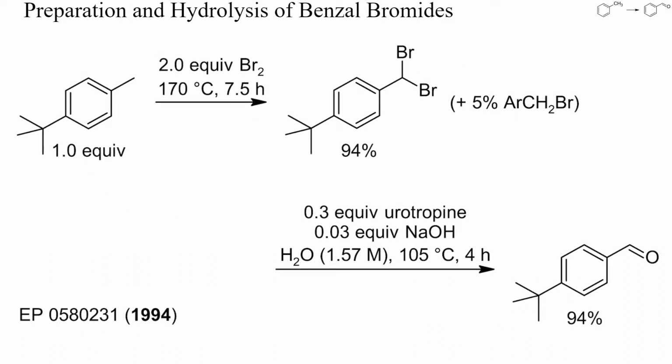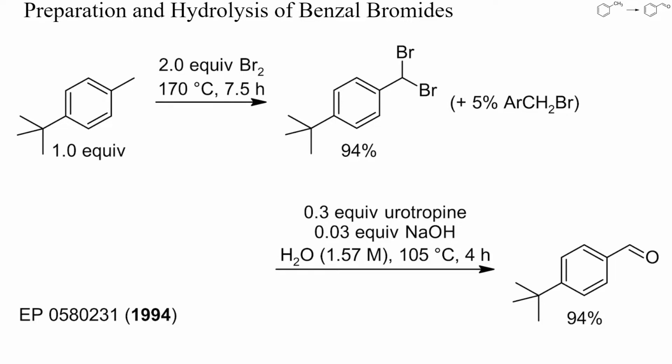Some benzylic halogenations succeed even without UV light or radical starter. In this example, 4-tert-butyltoluene was brominated twice at the methyl group just by heating with bromine to 170 degrees Celsius. Hydrolysis to the aldehyde was achieved under alkaline conditions, with urotropine and 3% sodium hydroxide. When mixing urotropine with electron-rich arenes, as in this example, it is important to keep the reaction conditions alkaline to prevent acid-mediated aminomethylations of the arene.